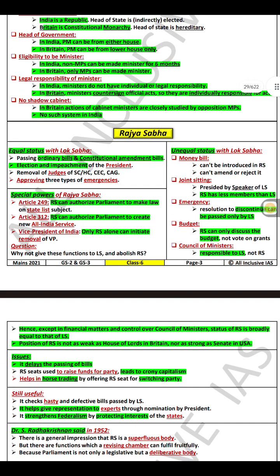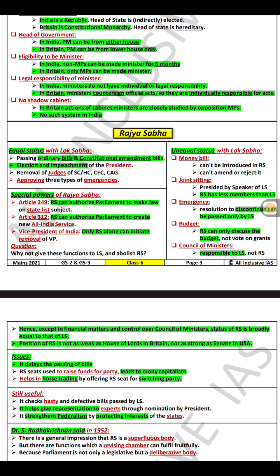Rajya Sabha, equal status with Lok Sabha: passing ordinary bill, constitutional amendment bills, election and impeachment of president, removal of judge of Supreme Court and High Court, Chief Election Commissioner, CAG, approving 3 types of emergency.